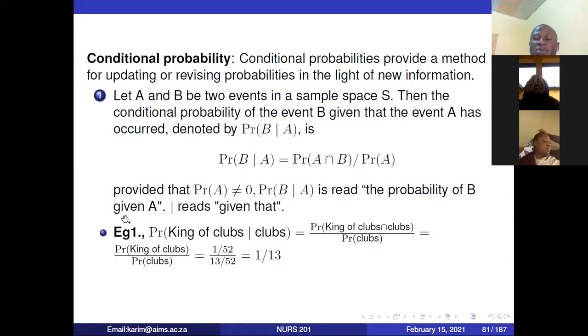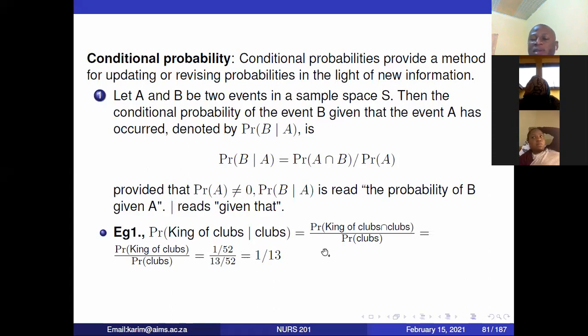Now let's consider a situation with a deck of cards. The deck of cards consists of 52. We have the diamond, the club, the spade, and the heart. Each of them is a set of 13. So 4 times 13, we get 52. We want to find the probability that a card is the king of clubs, given that it is a club in the 52 deck of cards.